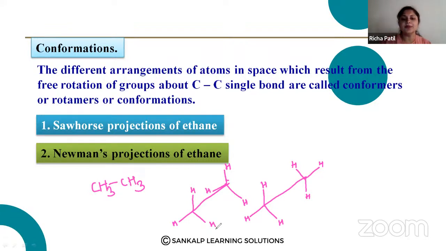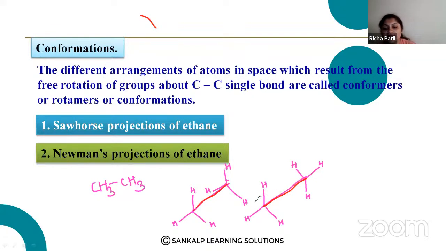So what is done here? In this projection, the molecule is viewed along the molecular axis. So the molecule is viewed from this. This is the molecular axis. Here the molecule is viewed from this molecular axis. So these are the molecular axis from which the molecule is viewed.